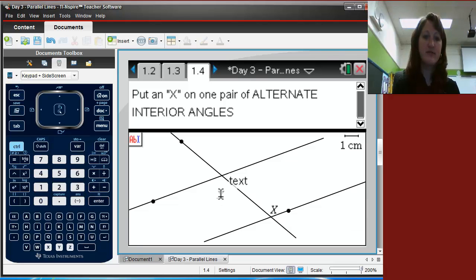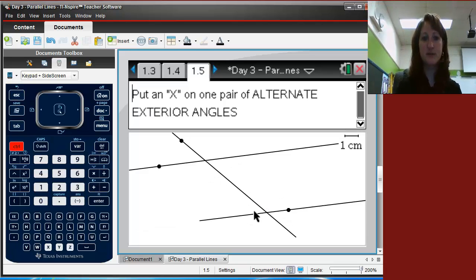Alright, so we have one pair of alternate interior angles. The other angles that are inside that I didn't mark are a second pair. So this little one over here where the cursor is, and this little one down here, whoops, where the cursor is now, that would be a second pair of alternate interior angles.